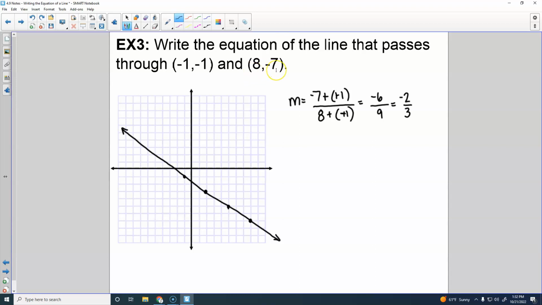Okay, so for 8, -7, I will have y equals -2/3 x plus b, right? Because I just put my slope there in the equation. And I need to plug in -7 for my y. I got -2/3 times 8 right there for my x plus b. When I multiply this together, most of the time my fractions go away, but they don't here. So I've got -7 equals -16/3 plus b.